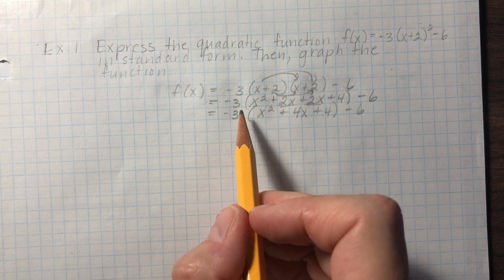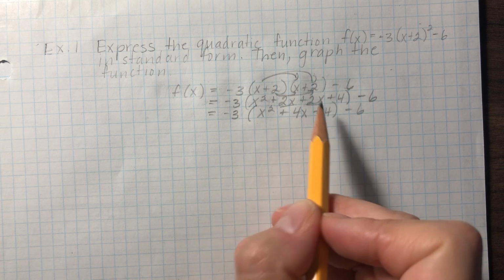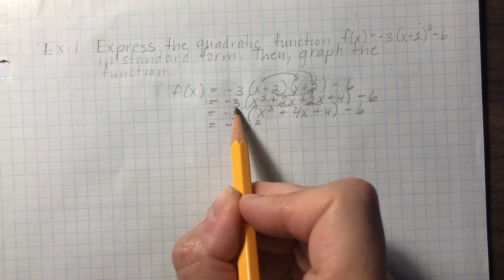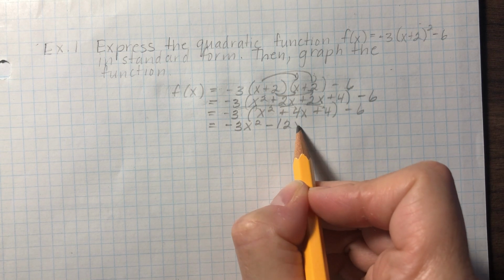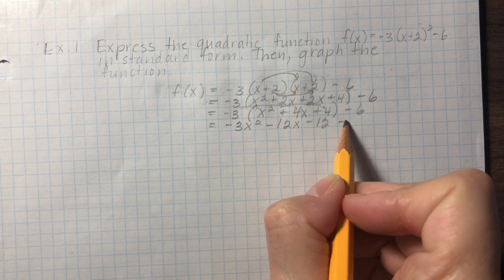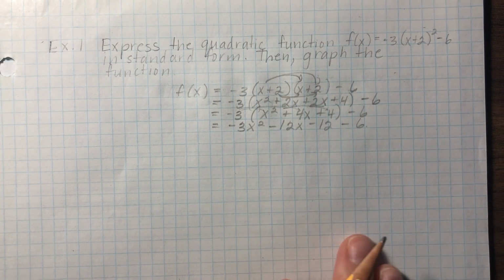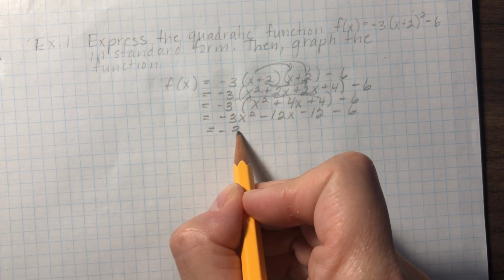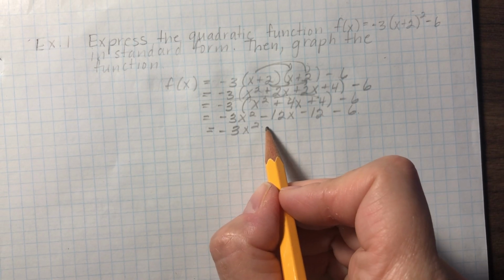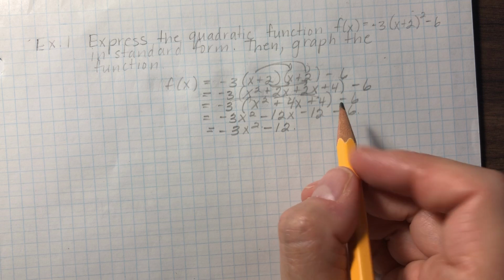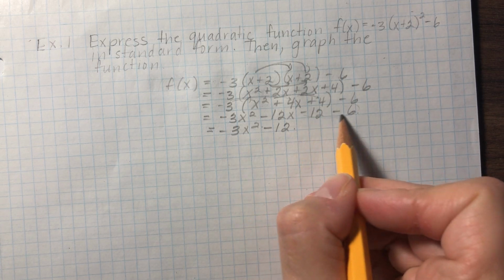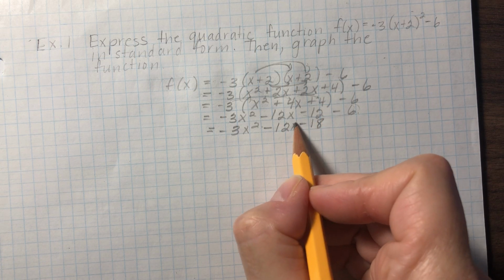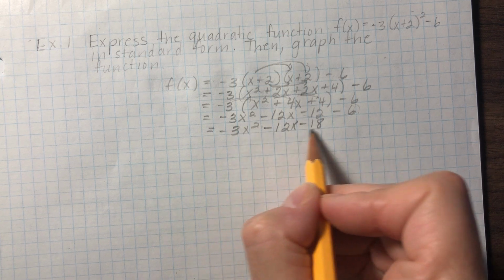Then I'm going to multiply the negative 3 by each of the terms inside the brackets to give me negative 3x squared minus 12x minus 12, and then I have that minus 6 at the end. And the last step to get it to standard form is to combine these two numbers, because as you recall, the standard form has the form ax squared plus bx plus c. So I should only have three terms. So combining negative 12 and negative 6 gives me negative 18. So this right here is the standard form.